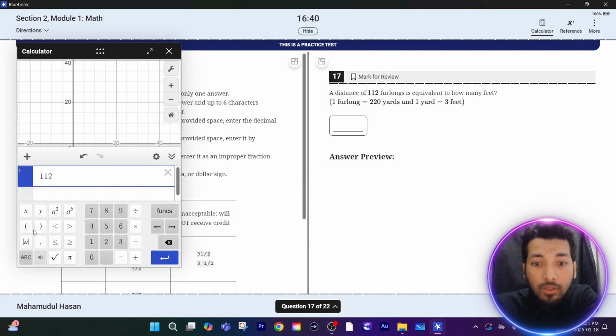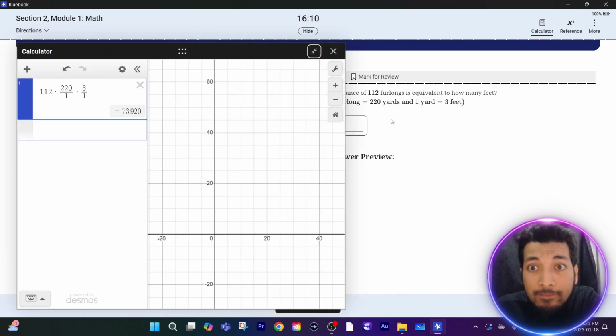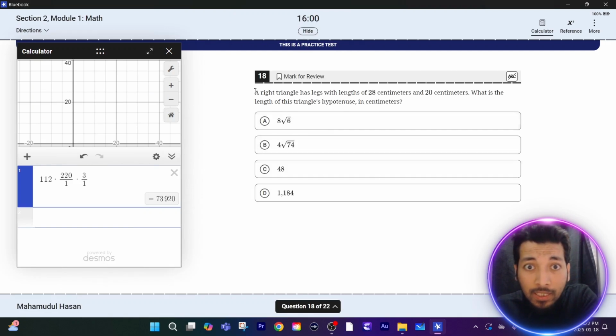So 112 furlongs times, we are going from furlong to yard, so we keep furlong at the bottom and 222 yards at the top, times 1 yard at the bottom and 3 feet at the top. So the correct answer is 73,920 feet. That's our correct option, 73,920 feet. Perfect. Now let's look at problem number 18.